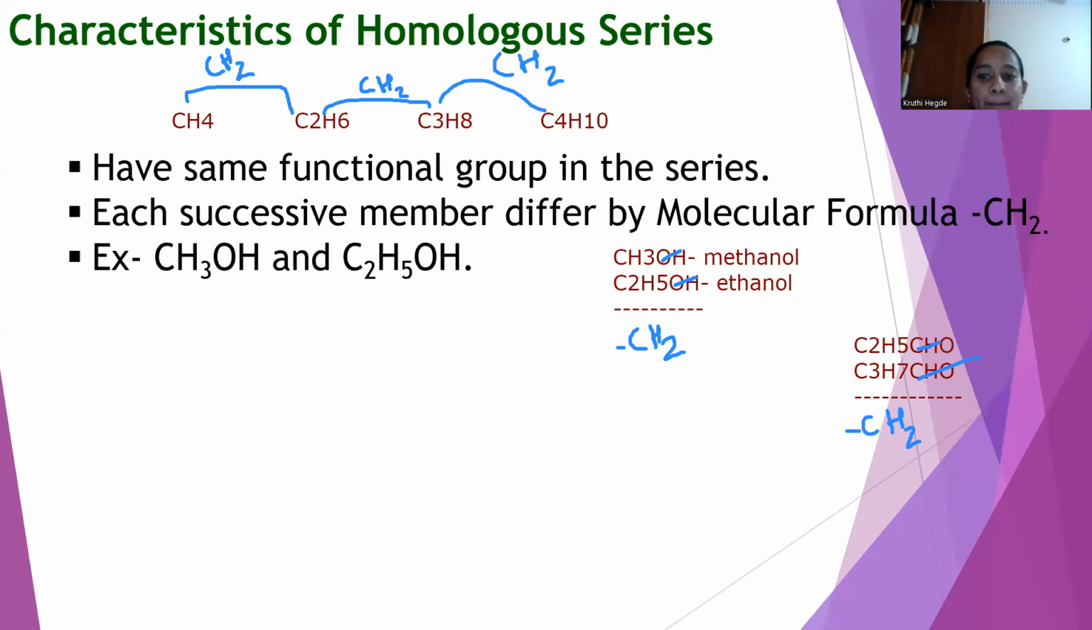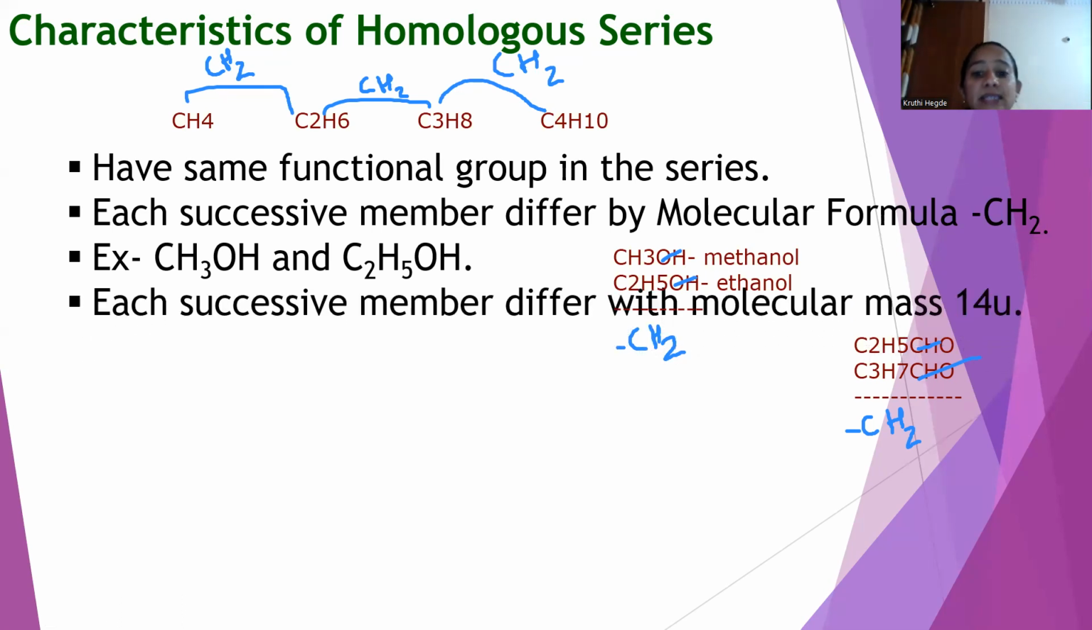Moving ahead. Hope I have explained with many examples. The difference of successive members of a homologous series will always be CH2. Each successive member differs in molecular mass by 14U. If the difference in successive members is CH2, then the difference in molecular mass will be 14U. How to calculate the molecular mass? I taught you in 9th standard. Molecular mass is the sum of the atomic masses of the atoms in the molecule, multiplied by the number of atoms, right?